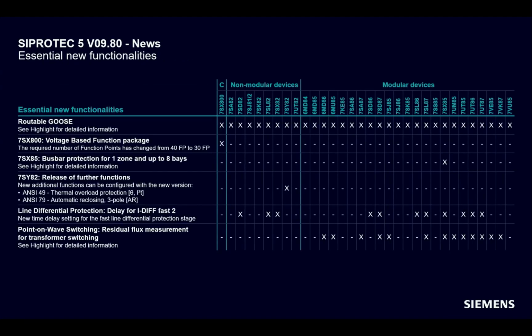Regarding essential new functionalities, we have routable GOOSEs, already presented before, and the 7SX800 voltage-based function package. The required number of function points has changed from 40 function points to 30 function points, which means a price reduction.